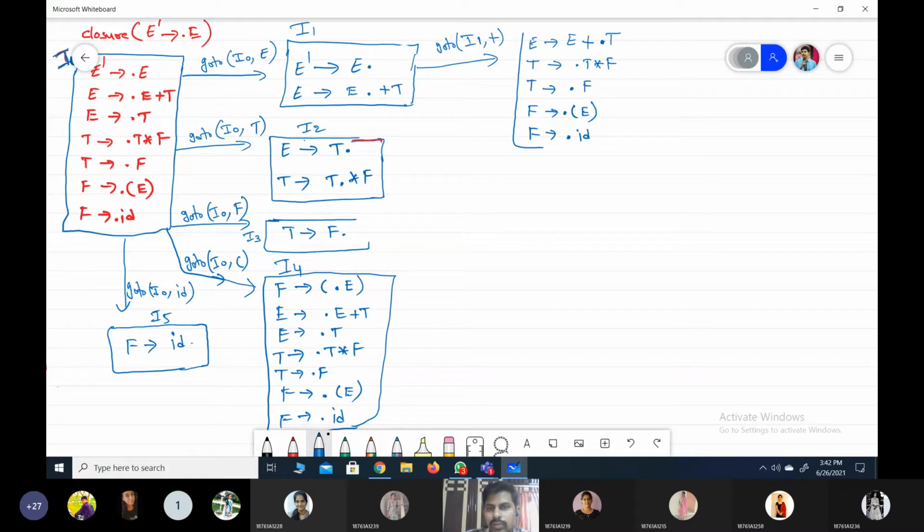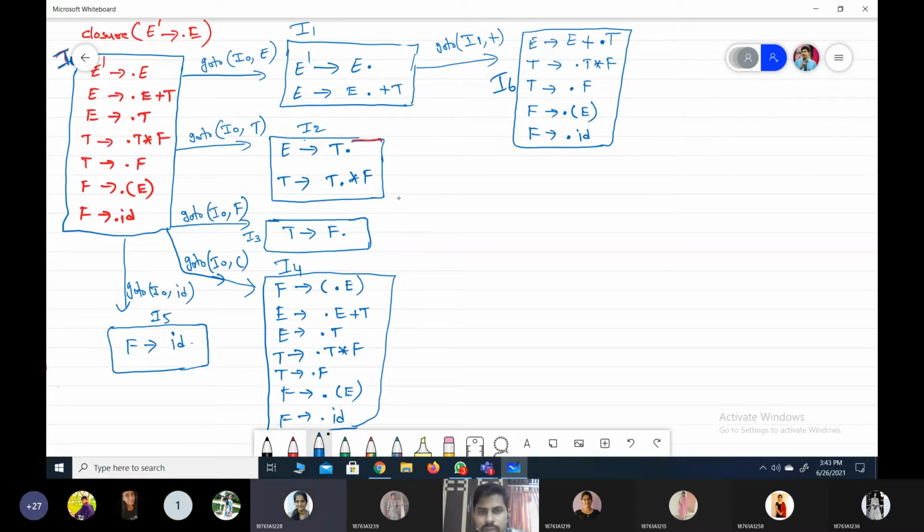Is it matched with any one of the item sets? No, sir. Check it. If it is not matched, then give the new item set number. Here I'm giving I6. I5 is already given, so now I'm giving I6. Is it okay? On the I1 state, what symbols do we have the possibility for? Only plus has the possibility. I1 is over. Then which state do we have to cross check?